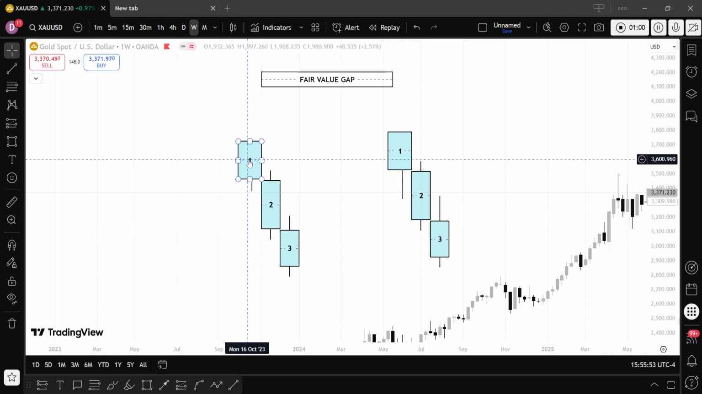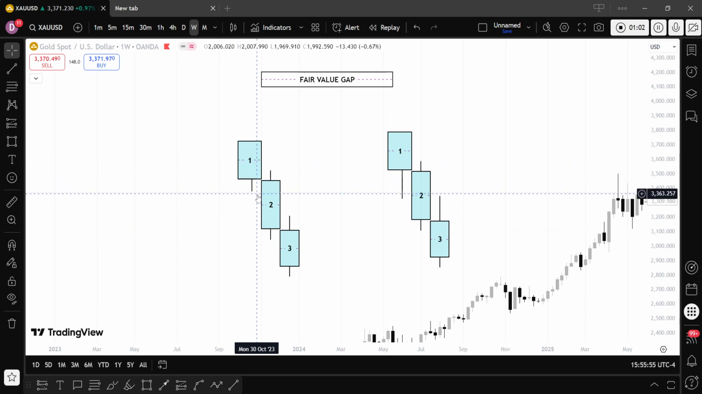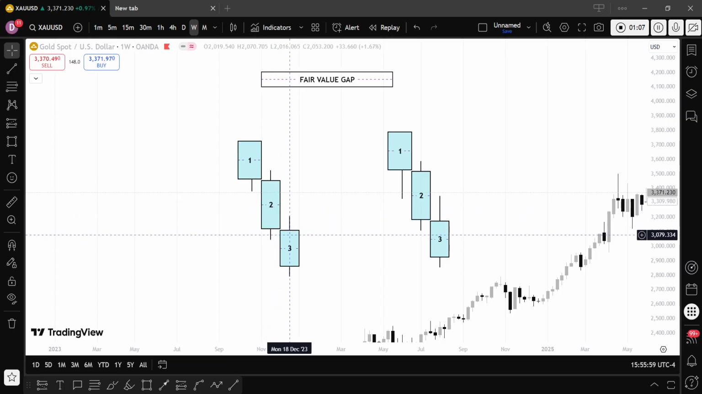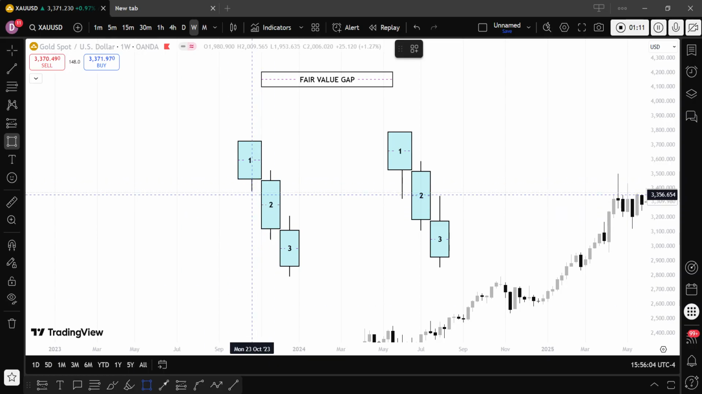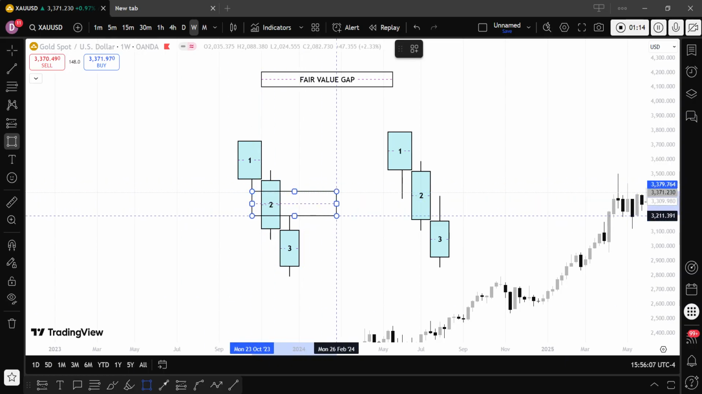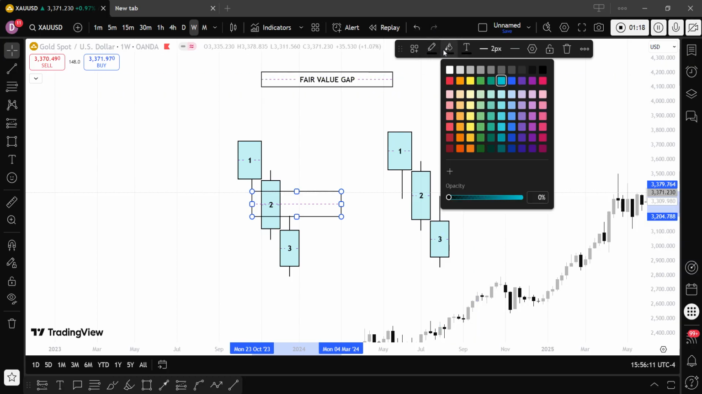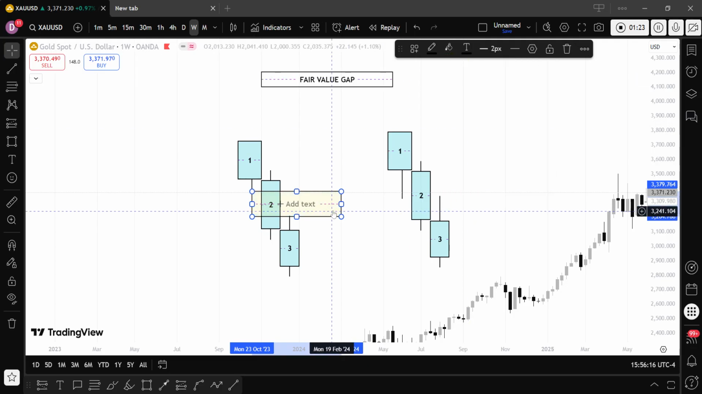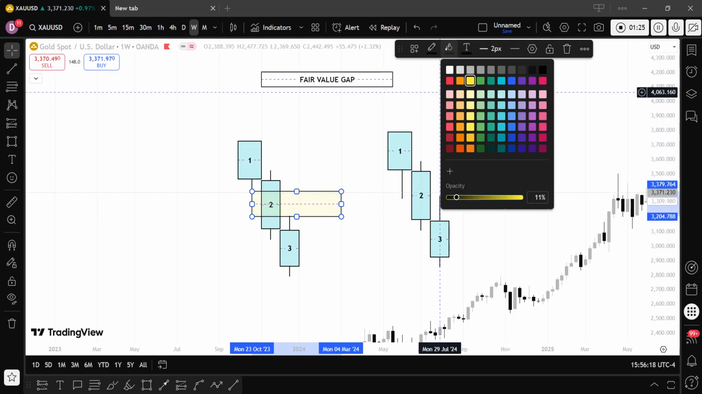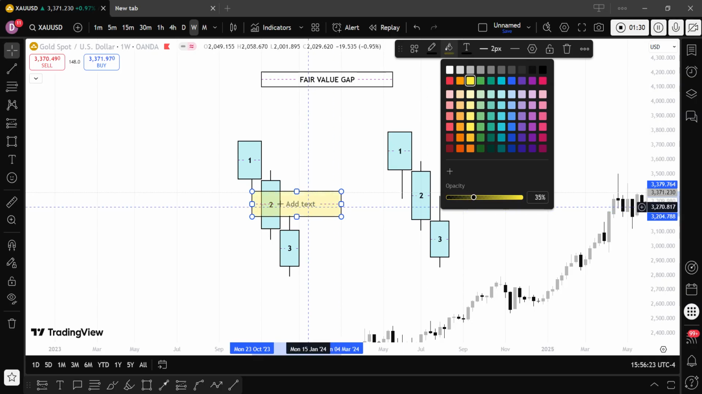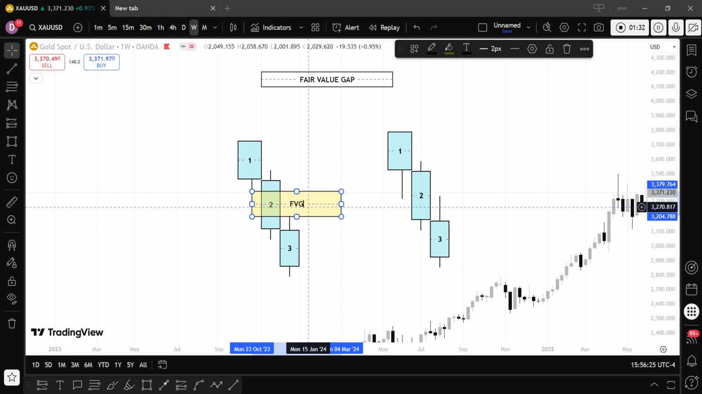Now let's look at this first candle's wick. As you can see, does it fully engulf the second candle? No, it doesn't. And the third candle's wick does not fully engulf. So this is what we mark the fair value gap. We use the rectangle tool. As you can see, this gap here. Let me add some shades on it so that you guys can clearly see it. Yeah, this becomes our fair value gap, FVG.